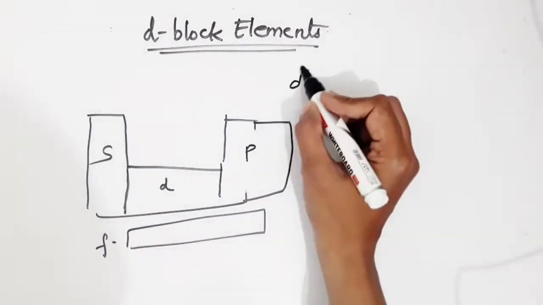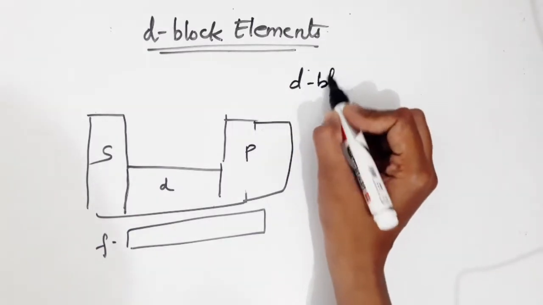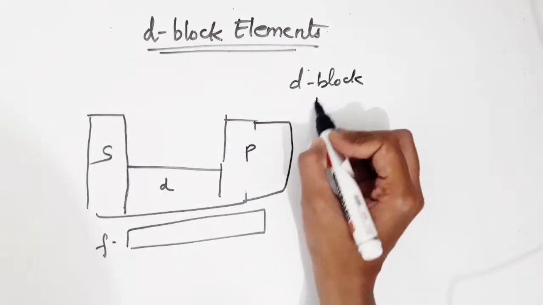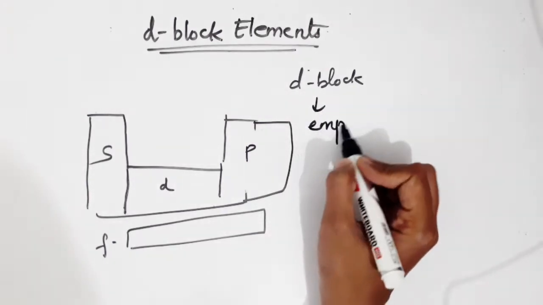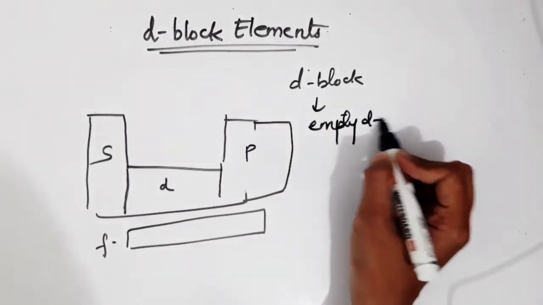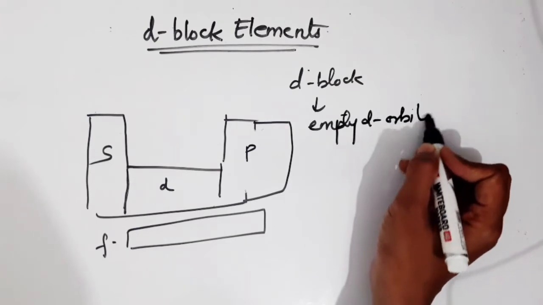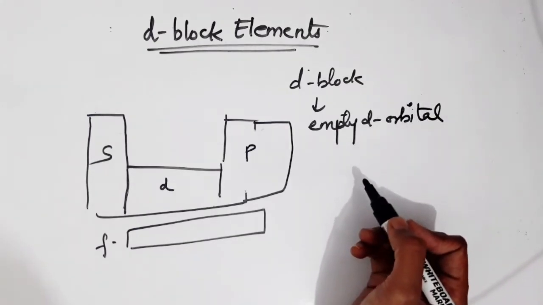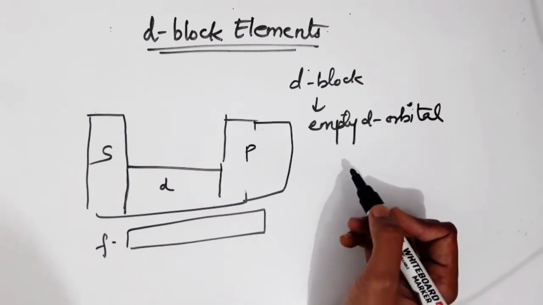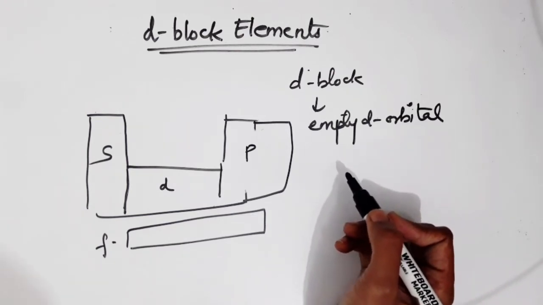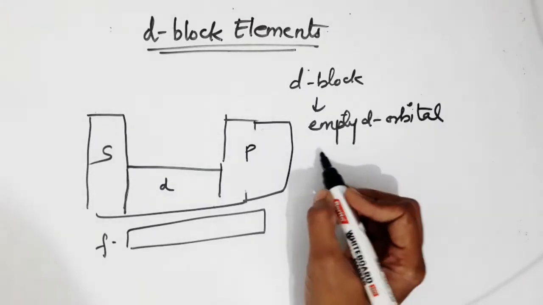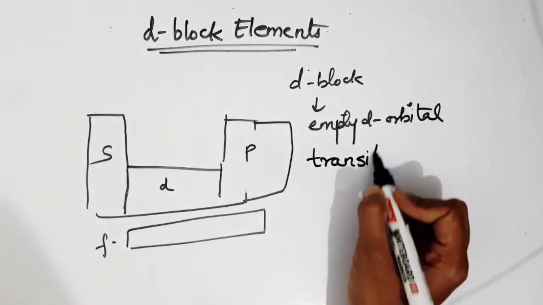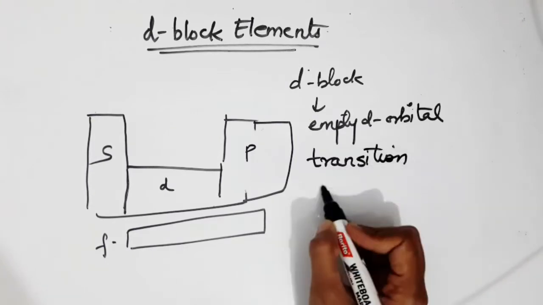Now D block elements are so called because of the presence of empty D orbital. While writing the configuration of these elements, you will find that the D orbital is empty and therefore they are known as D block elements. They are also known as transition elements.